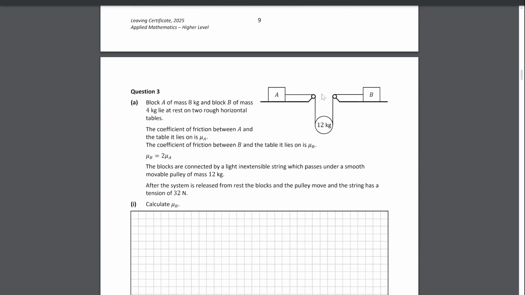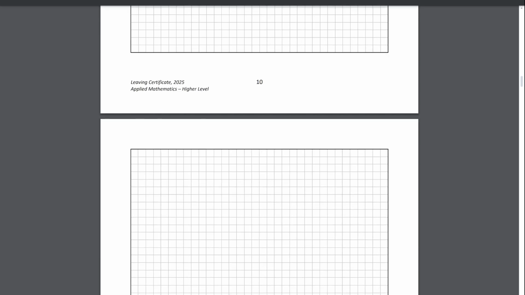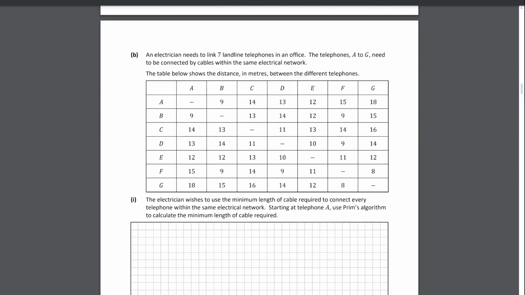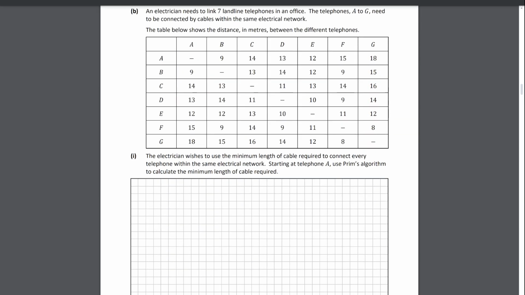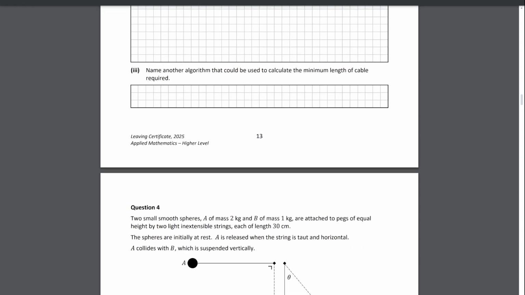Now, question 3, one of the first two of the Newton's laws and dynamical systems questions. This is where it was a bit odd, relating the coefficients of friction here. So a bit of an odd choice, but again, fairly standard after that. And then some minimum spanning trees using Prim's, but then also drawing the network. Just a bit much, but okay.